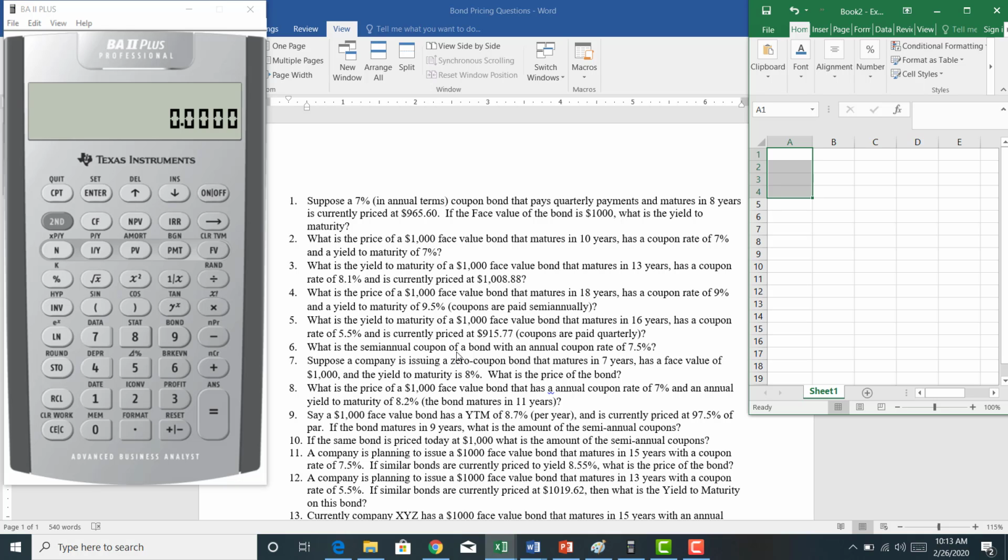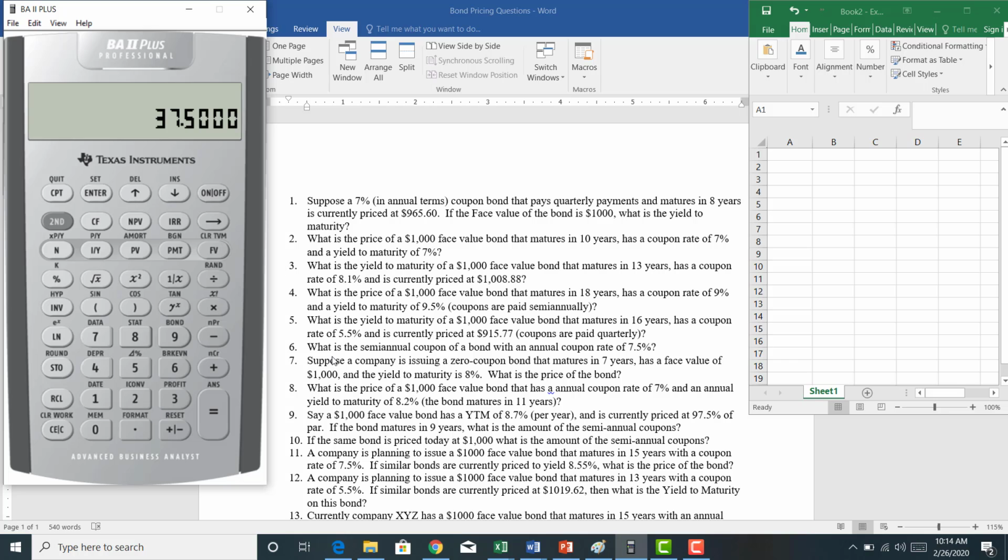What is the semi-annual coupon of a bond with an annual coupon rate of 7.5%? Again, the coupon rate is 7.5%. That's generally specified in annual terms. So we're going to multiply 7.5% of 1,000. So we know that the coupon is $75. The semi-annual coupon, therefore, is 75 divided by 2. So in this particular bond in problem 6, the bondholder will receive from the firm a $37.50 coupon every 6 months.